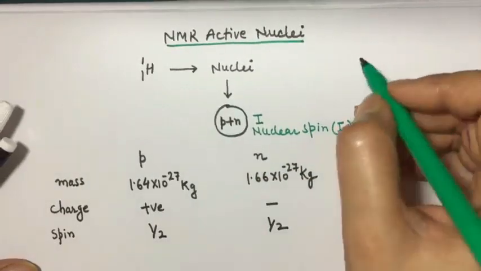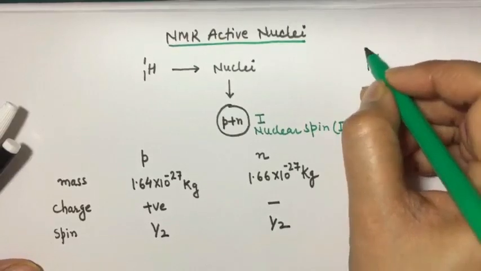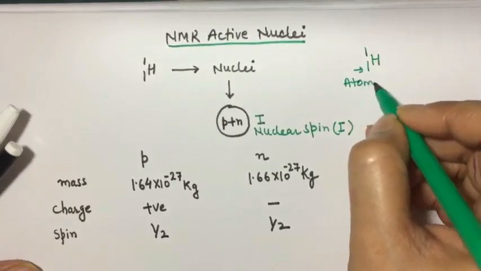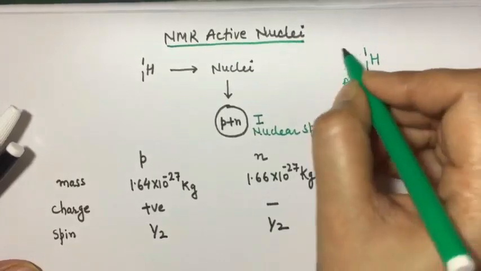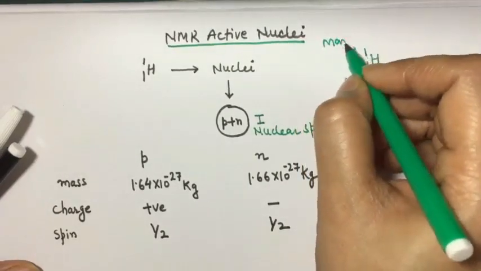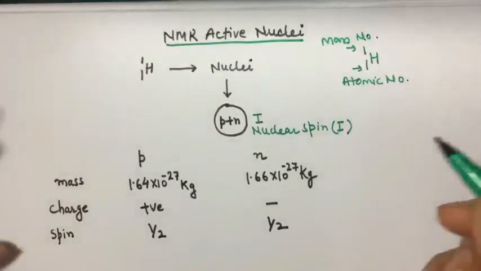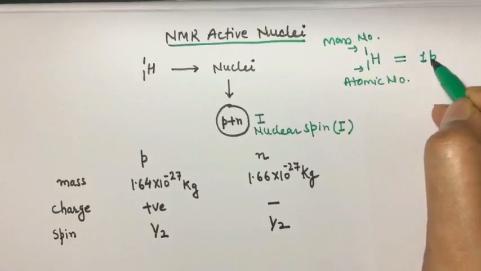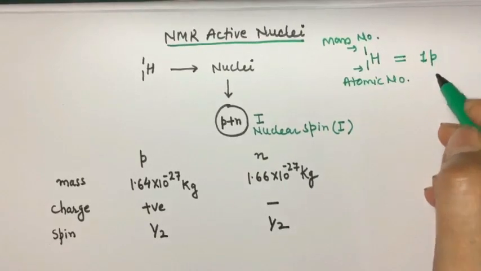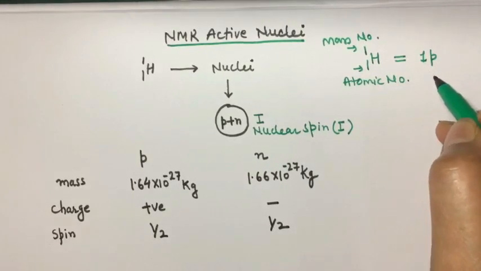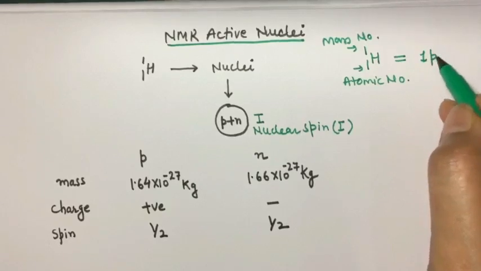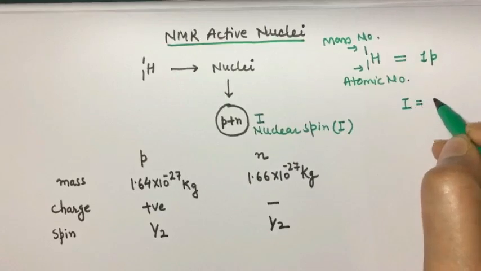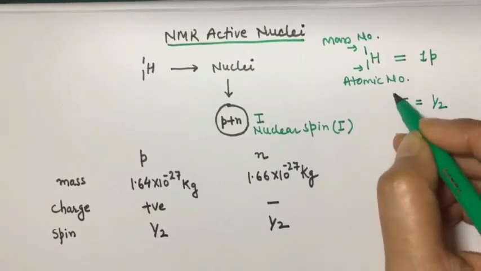Now we take an example of the proton, or 1H1 atom. This is the atomic number, this is the mass number. This atom has one proton in its nucleus. According to the spin value of the proton, I for the 1H1 atom is 1/2.